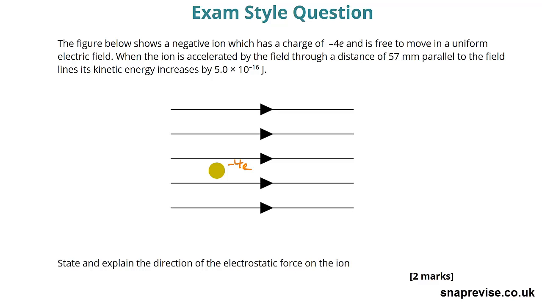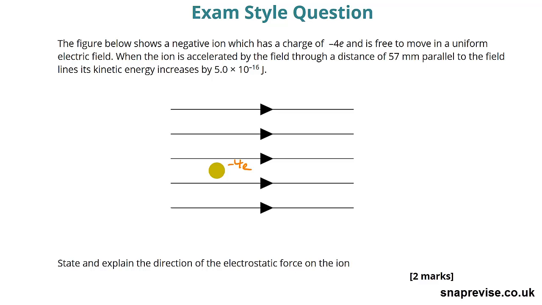So in this exam style question, we're told that the figure below shows a negative ion, which has a charge of -4e, so that's -4 times the charge of an electron, and is free to move in a uniform electric field. When the ion is accelerated by the field through a distance of 57 millimeters, parallel to the field lines, its kinetic energy increases by 5.0 times 10 to the minus 16 joules.